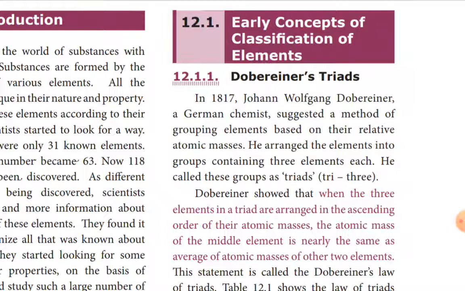He arranged the elements into groups containing 3 elements each. He called this group triads. So Dobereiner arranged the elements 3 by 3: 3 elements in a group, another 3 elements in another group, and yet another group is formed by gathering 3 elements. Grouped in such a way, 3 by 3, that is a tri. 3 means tri in the Greek numeral. So we call it triads, Dobereiner triads.